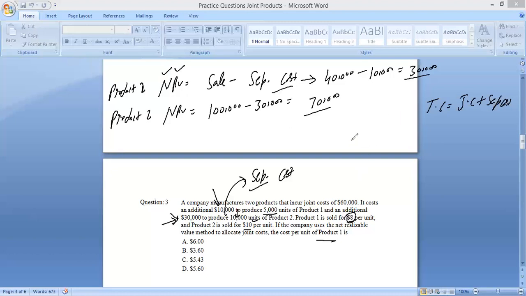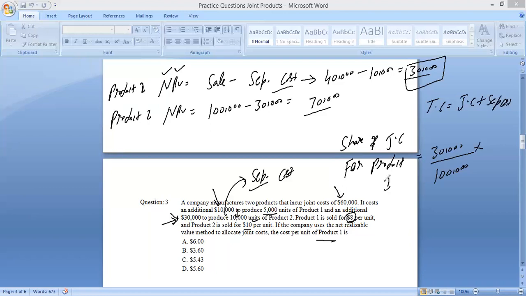Students, how can we get the share of joint cost for product 1? As we are using the NRV method, the weightage will be calculated as per NRV. NRV of product 1 divided by total NRV, the sum of these two, multiplied by joint cost. The joint cost, students, given somewhere here, is 60,000.